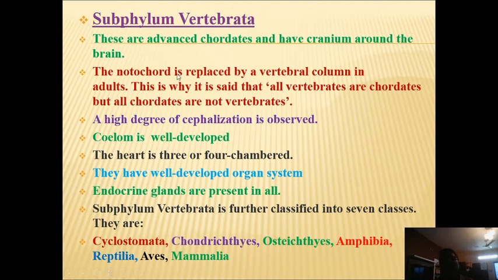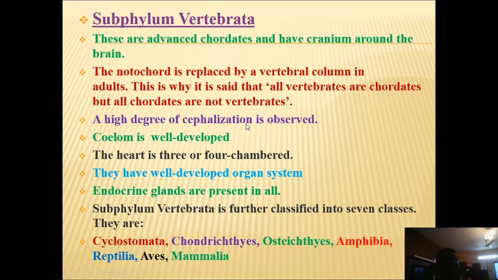That notochord is replaced by the vertebral column in the vertebrates. Therefore, all the vertebrates are chordates, but all the chordates are not vertebrates. Some are the primitive chordates or the protochordates. There are different characters of the vertebrates.